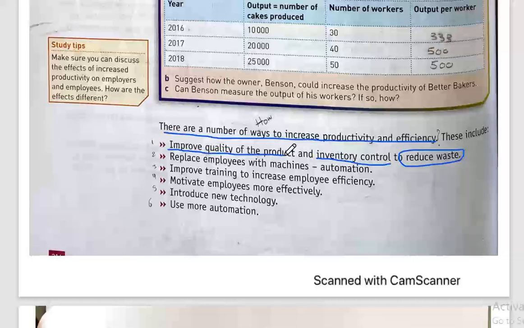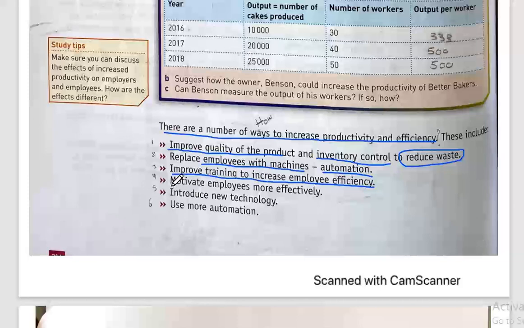Number two, in order to be productive, I can do something called automation, which is replacing employees with machines, because there is less human error. So when I replace employees with machines, number one, I will get fewer mistakes, and at the same time, I will not put my employees at risk. And number three, I will reduce cost, which is wages or salaries cost. Number three, improve training to increase employees' efficiency. So if I want to keep my employees and achieve productivity, I can improve the training for these employees in order for them to be efficient, therefore increasing productivity.